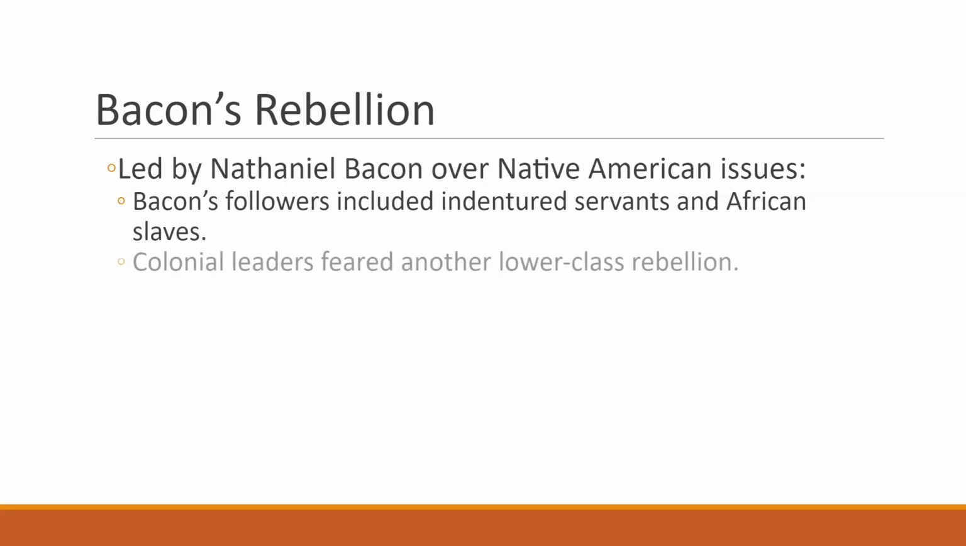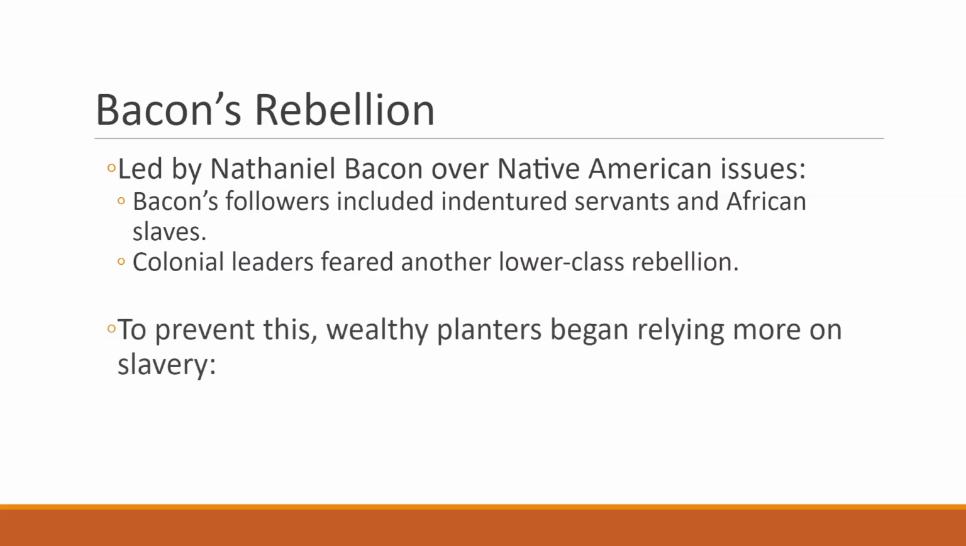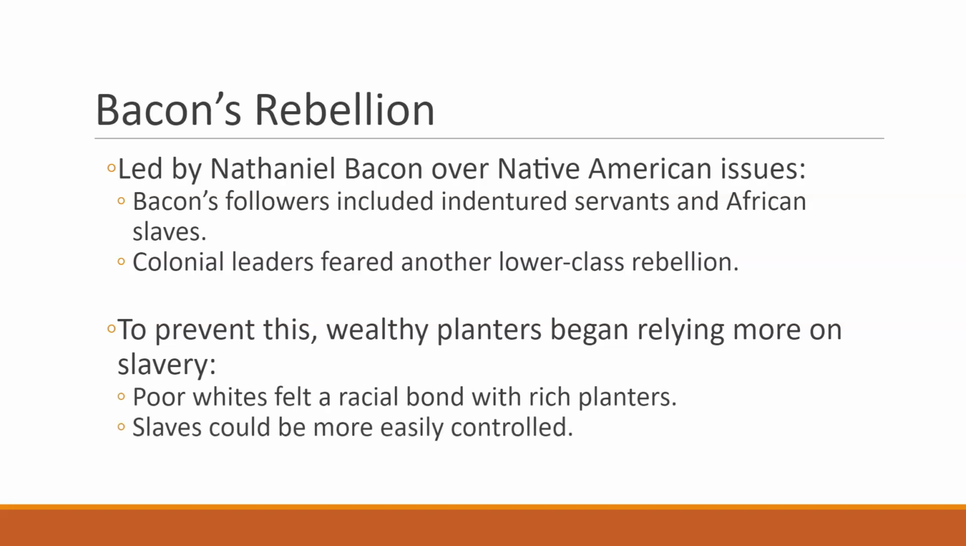However, colonial leaders were afraid that another similar rebellion may take place in the future. So they wondered to themselves, how could they keep this from happening? Well, the solution was to start relying more on slavery. Start importing more slaves and start importing fewer indentured servants. The reason was slaves were easier to control, and you did not have to give them land or any other property at the end of their contract because there was no contract. They were slaves for life.